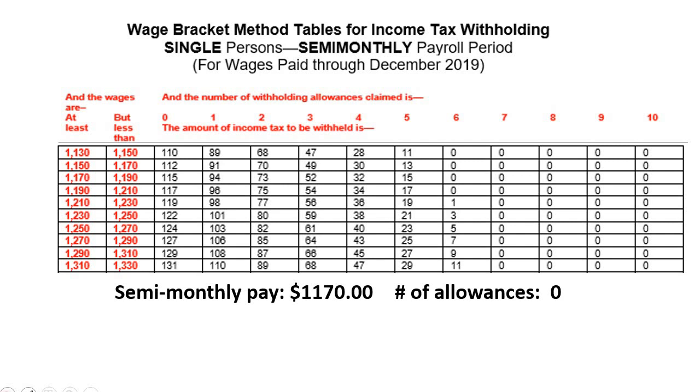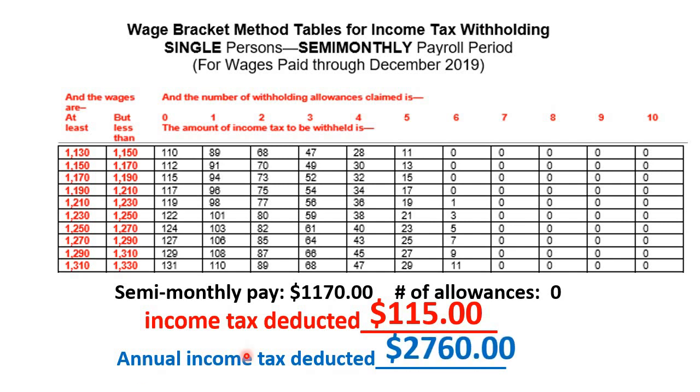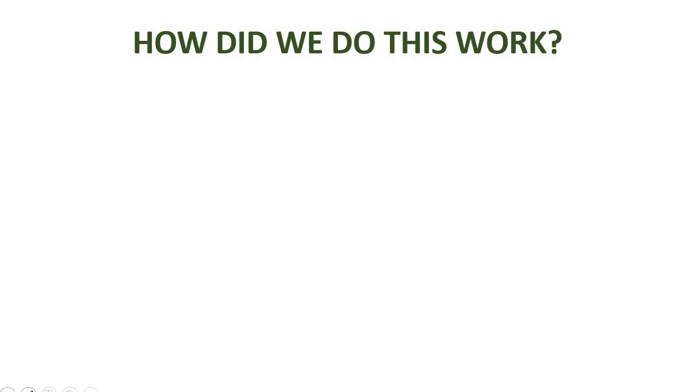Semi-monthly pay, $11.70, and we have 0 allowances. So how much is deducted from each paycheck? Find that number in the table. Good, 115. And remember, 1170, it's in the list, so that means we use the lower row. Okay? And then my annual tax deducted from that pay, how much do we have total for the whole year? Awesome job, because again, all I had to do was take this and multiply it by 24, and I get the 2760. Excellent.